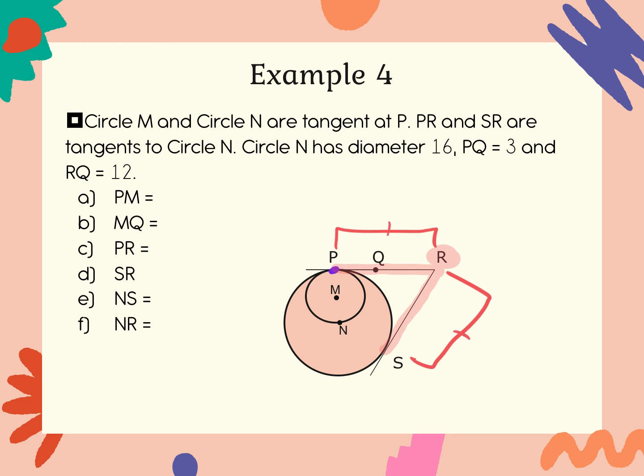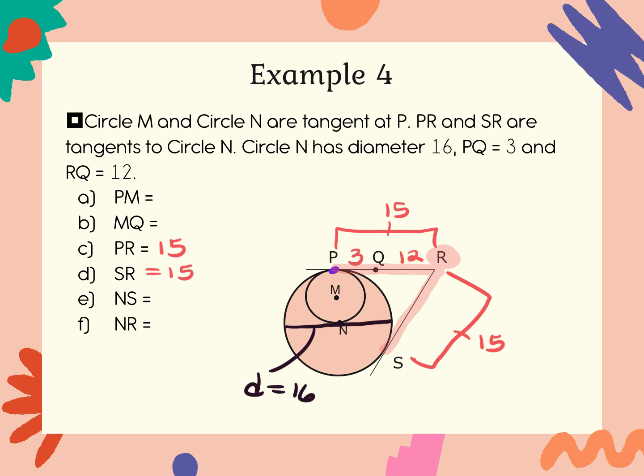The next piece of information that they gave me was that circle N has a diameter of 16. So if I draw in this diameter, let me draw it sideways here. This diameter is 16. The next piece they gave me was PQ is 3 and RQ is 12. Well, I can find the length of PR by adding 3 plus 12. So that's the answer to part C. And then remember SR is the same. So this one's also 15.